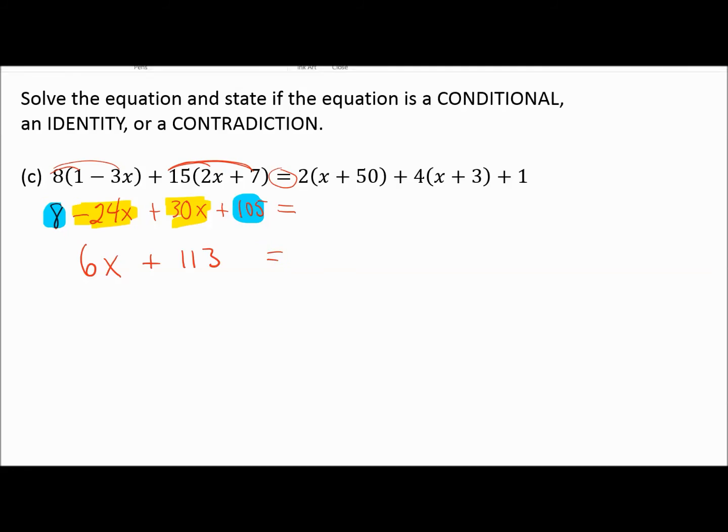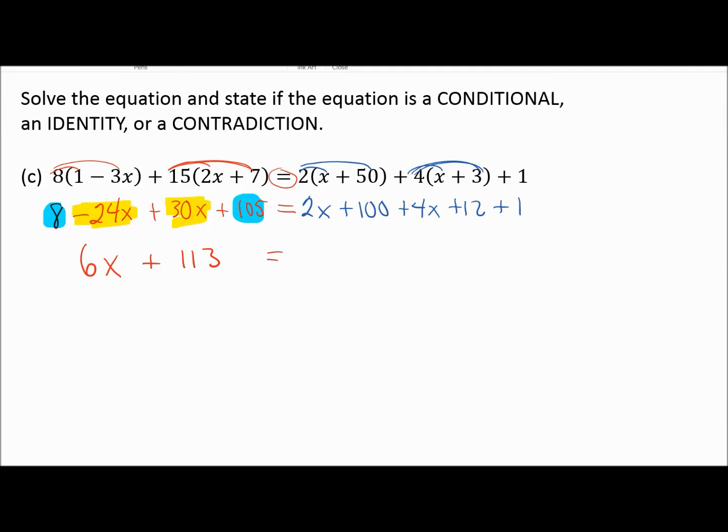And y'all, I'm going to make the right-hand side a different color just so it's not distracting. So 2 times x and 2 times 50. I have to use the distributive property. So that's 2x, and 2 times 50 is 100. And here I have to distribute the 4 inside. So 4 times x is positive 4x, and 4 times 3 is plus 12. And then the plus 1 is on the outside of the parentheses. I just bring that down.